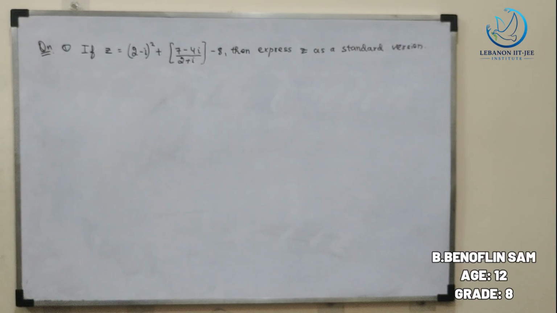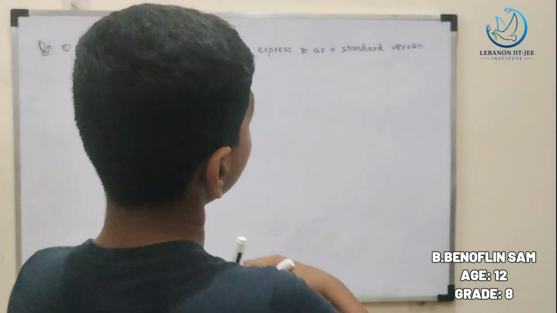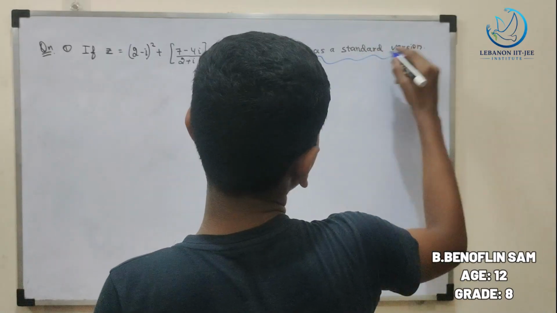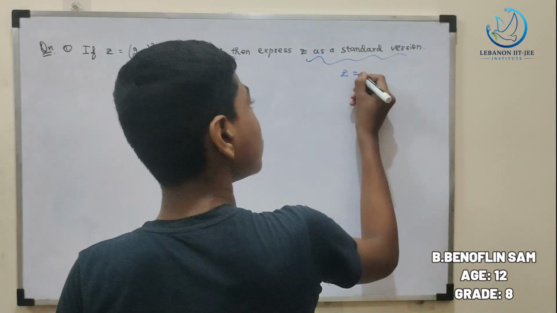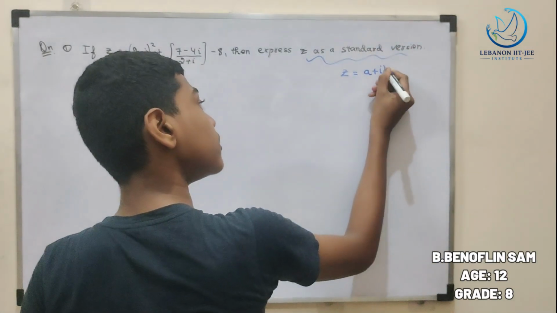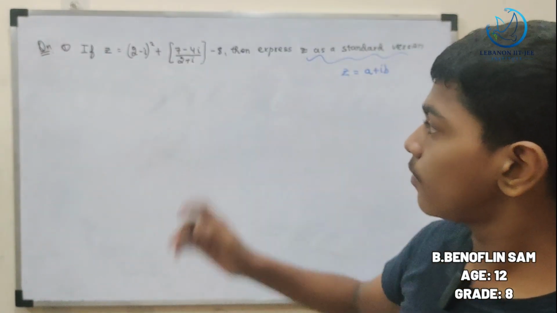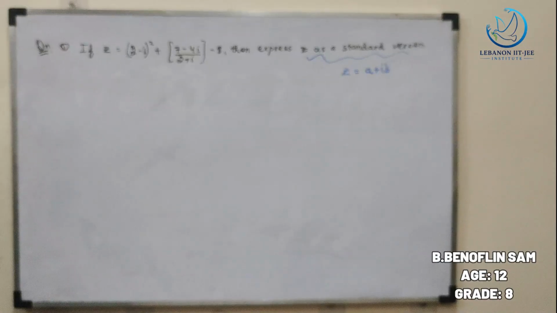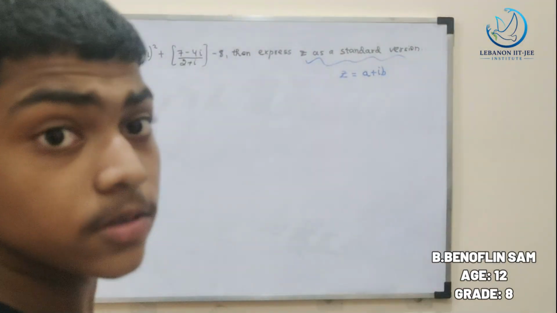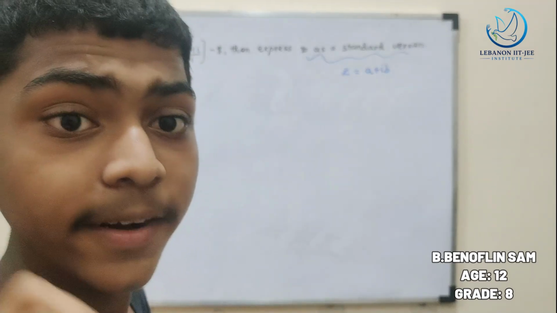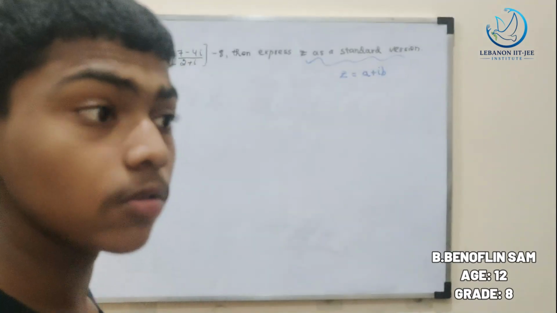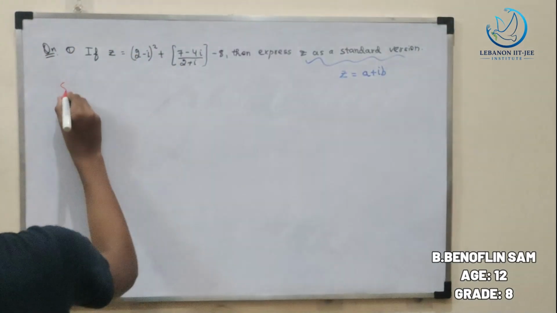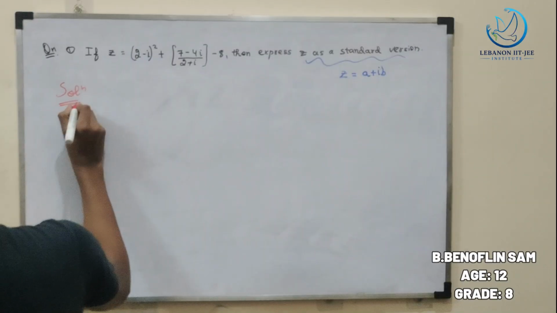In this question, they asked to express it in standard form, that is z is equal to a plus ib. I have to form it like this. So we will solve it. If you want to solve by yourself, pause it and you can solve it. No ChatGPT, no Meta AI and no Google Lens. So we will do the solution.